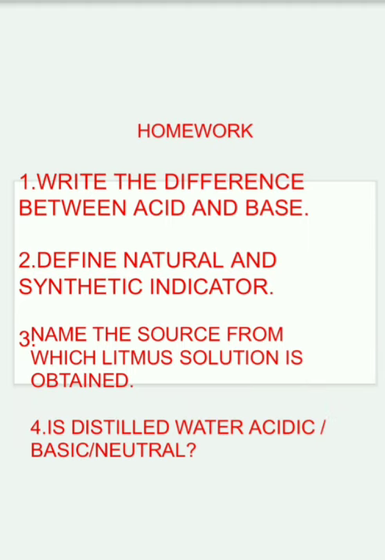Let us see the homework. Write the difference between acid and base. Define natural and synthetic indicator. Name the source from which litmus solution is obtained. Is distilled water acidic, basic, or neutral? Observe the video carefully and find out the answer.